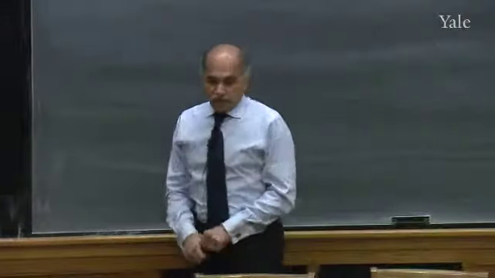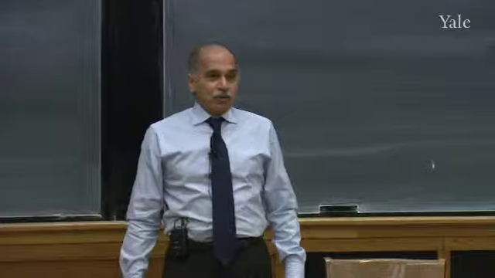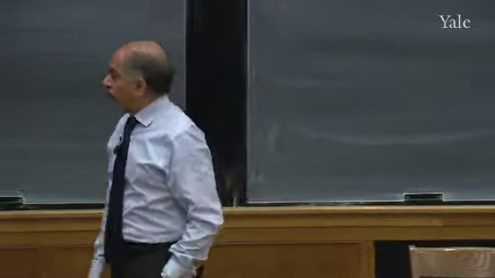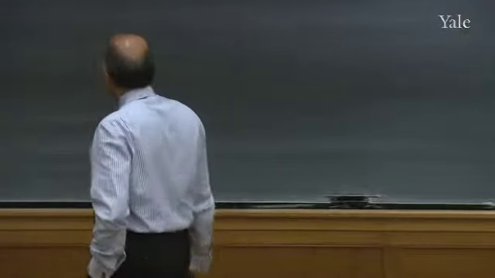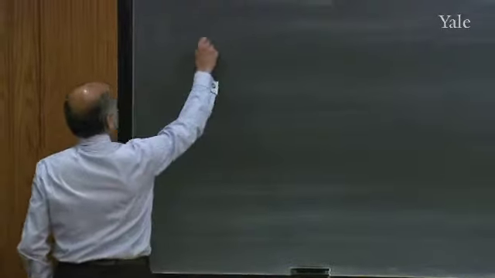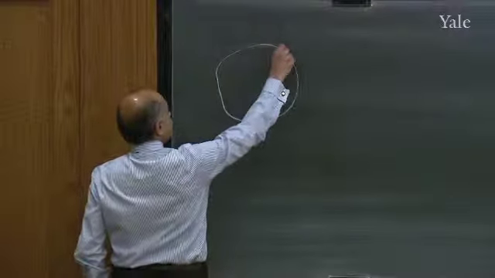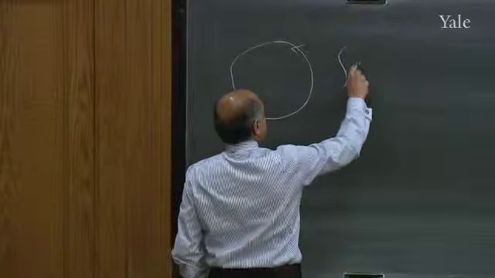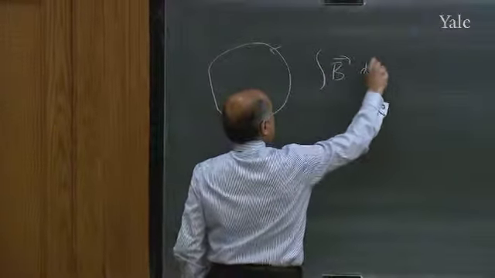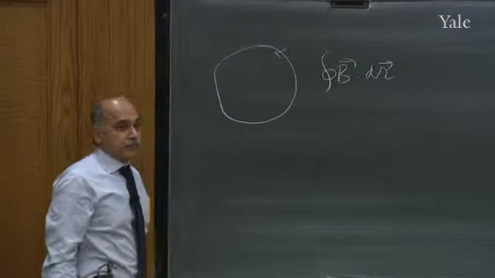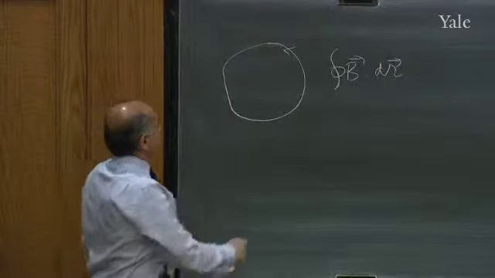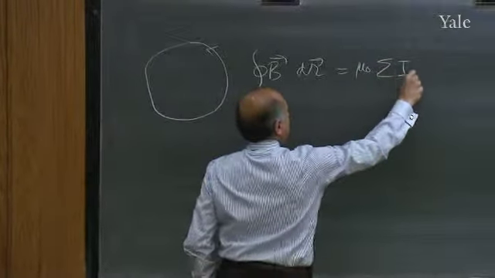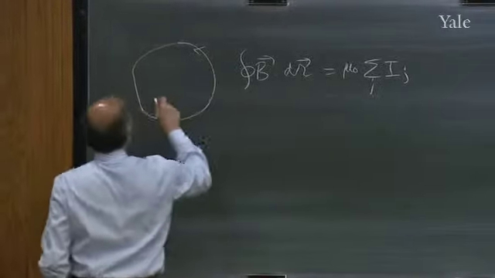So let's start. I told you about Ampere's law, which is key to what we are going to do next. So I'll remind you what the deal is. It says if you have a closed loop, and around that loop you integrate the magnetic field, that is equal to mu0 times all the currents that penetrate this loop.